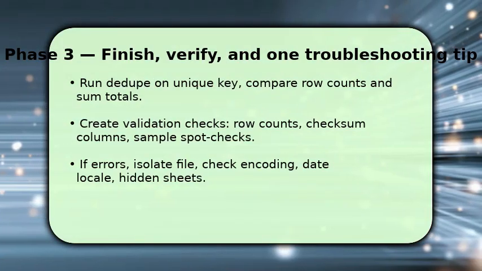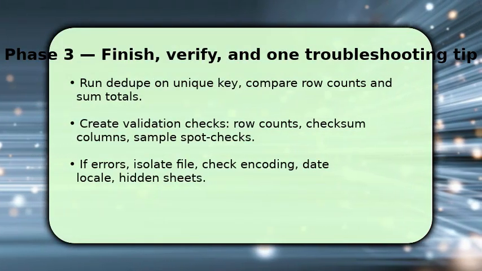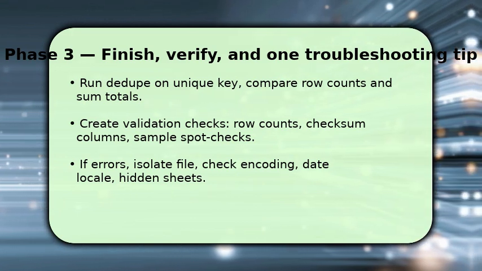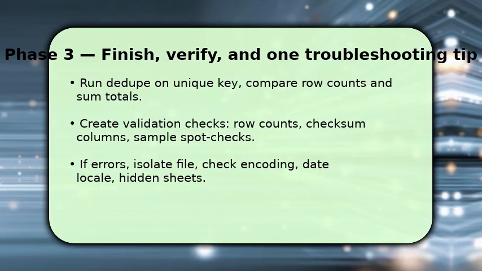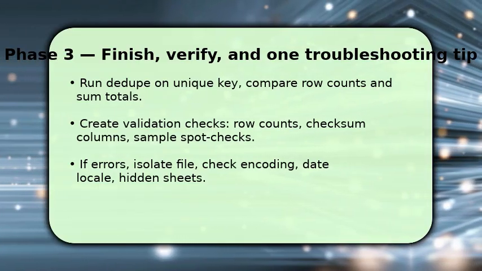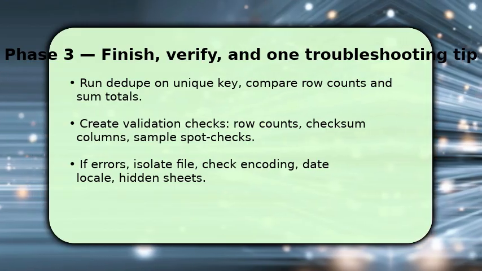You finish by validating and saving a master file. Run deduplication using the unique key, then reconcile row counts and sums with source totals. Create checksum or hash columns for quick integrity checks. Once satisfied, load the master to a new workbook and save a timestamped backup.